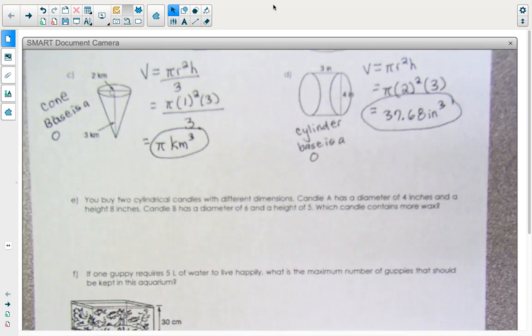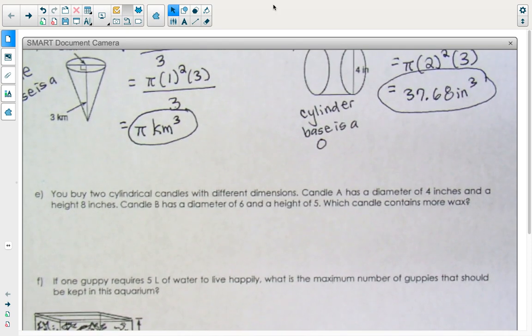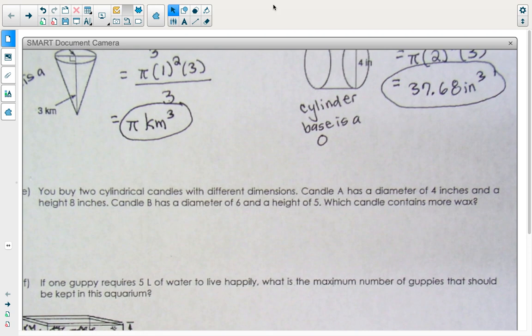So volume is base times height. As long as you remember that, you should be good to go. You just have to recognize what the base of each of your shapes is. You buy 2 cylindrical candles with different dimensions. Candle A has a diameter of 4 inches and a height of 8 inches. Candle B has a diameter of 6 and a height of 5. Which candle contains more wax?